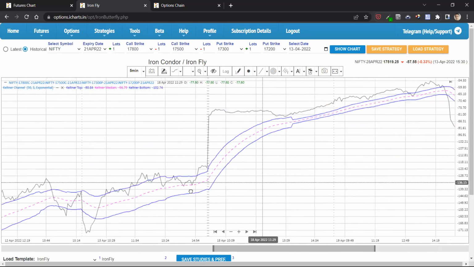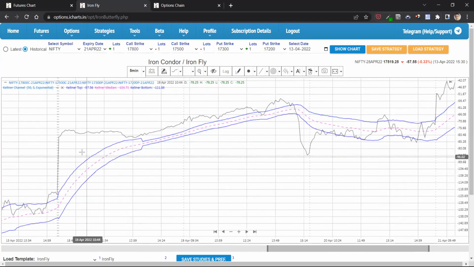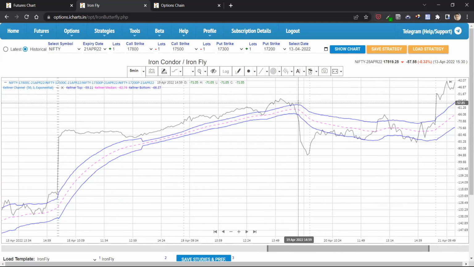This was on 18th morning. That's it. It was sufficient. So we are above the bands. Now just sit tight. Your next adjustment was not on the same day. 18th is over. 19th over here.